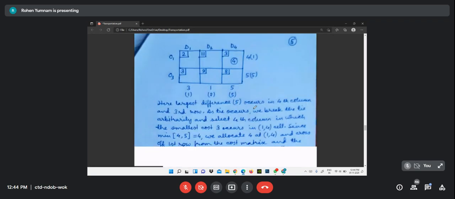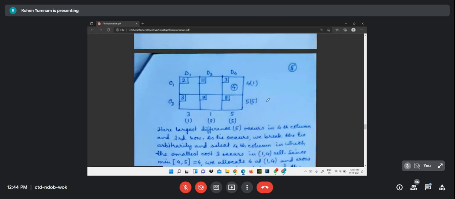And it is like this. Now maximum is, this is also 5. This is 5. And this is also 5. Tie occurs, break the tie arbitrarily. And then the only thing is that you have to do the allocation 5, 5.